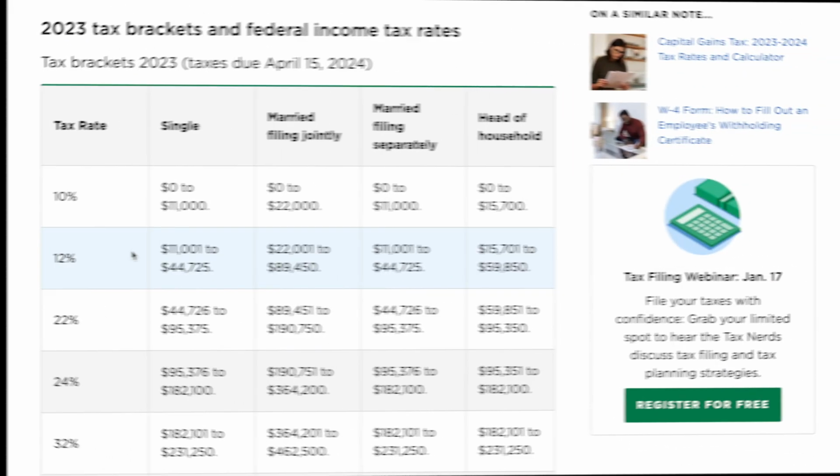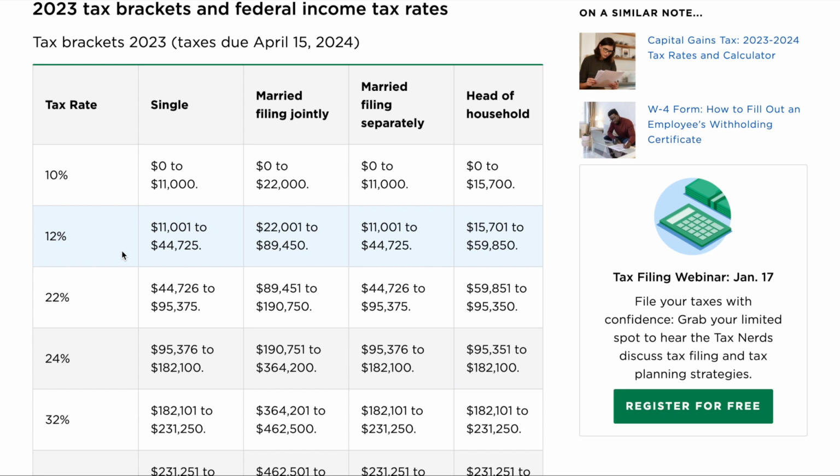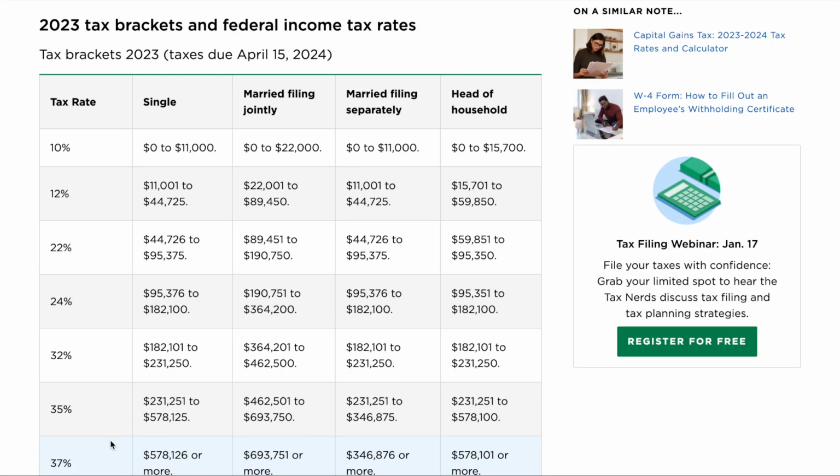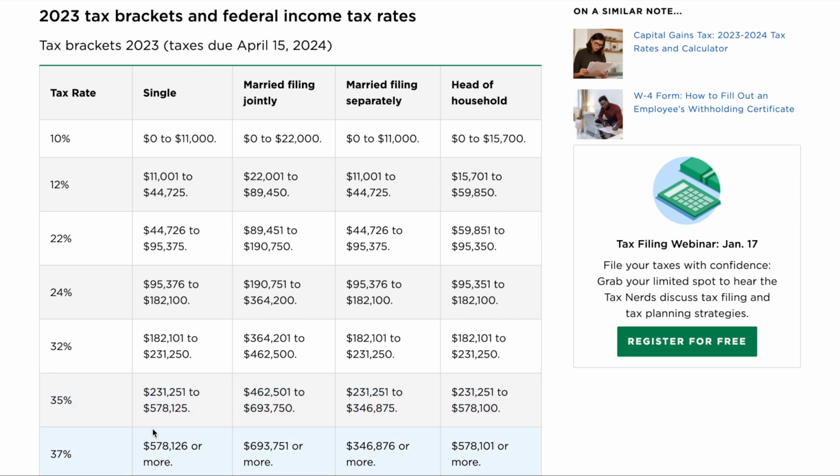And similarly, you can see all this information. So let's say if you're filing single and if your taxable income is $11,000 through $44,725, you fall within the tax rate of 12%. The same way, if someone is single and makes $578,126 or more, and they're filing single tax return, they fall into the tax rate of 37%. For married filing jointly, that number for 37% is $693,751 or more. With that, I just wanted to quickly share this information with you.